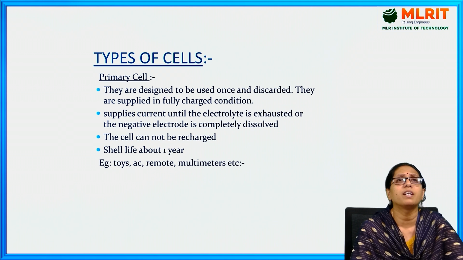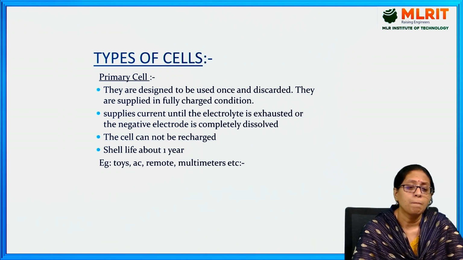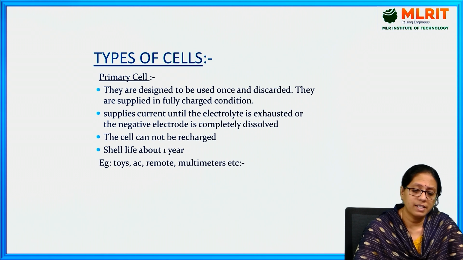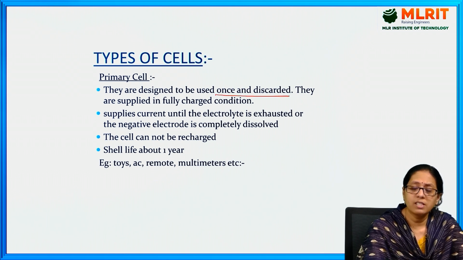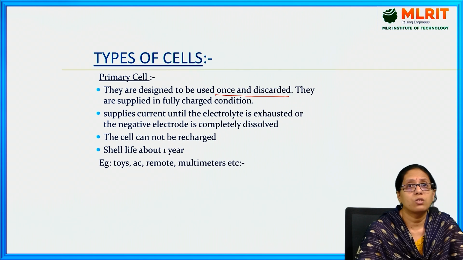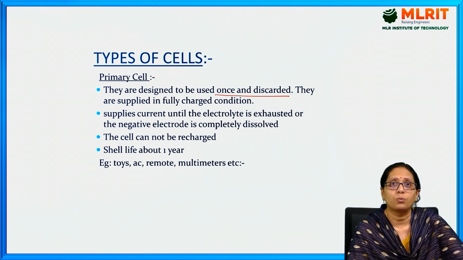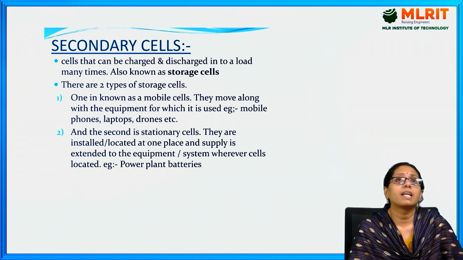So there are different types of cells, that is primary cell as well as secondary cell. Primary cell, they are designed to be used once and discarded. Means they are being charged initially, and we will be using these batteries till the charging reduces to 0, and we have to throw it, like use and throw. The next one is secondary cell.